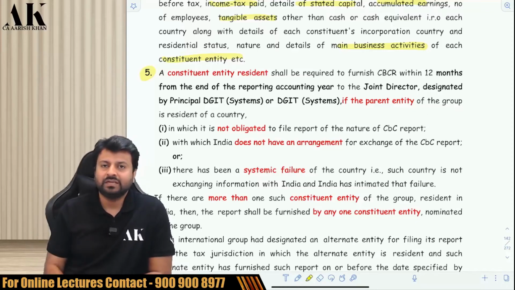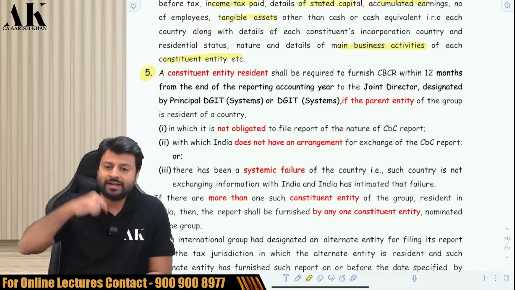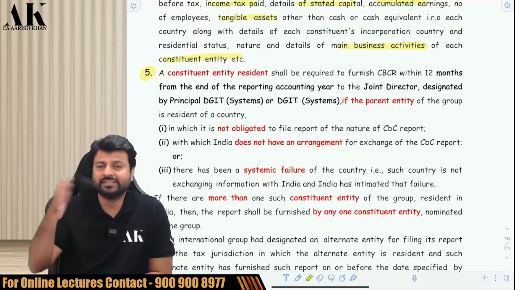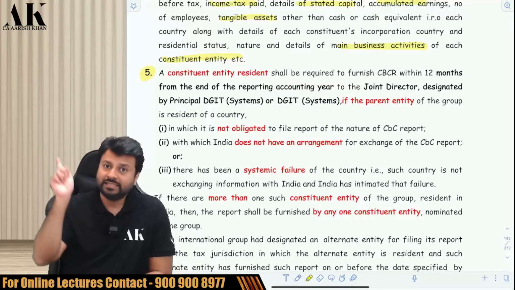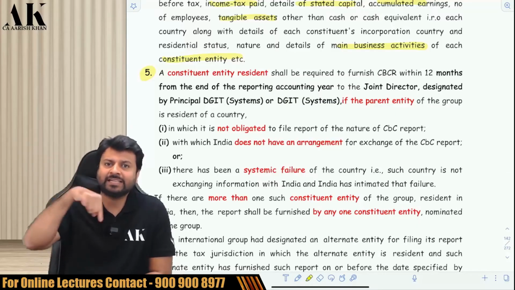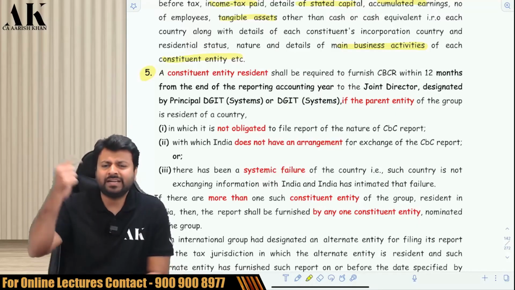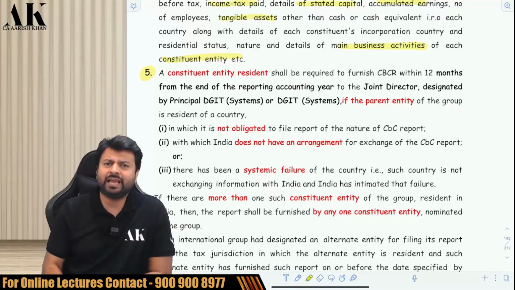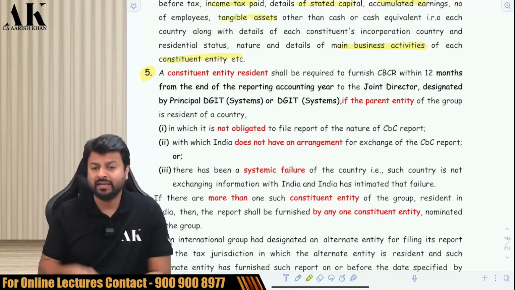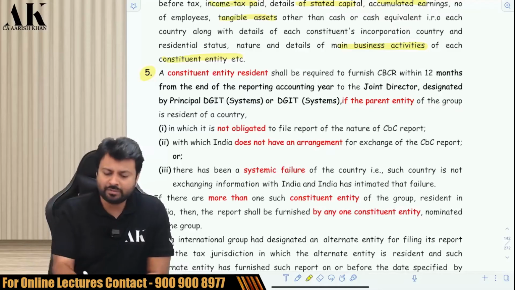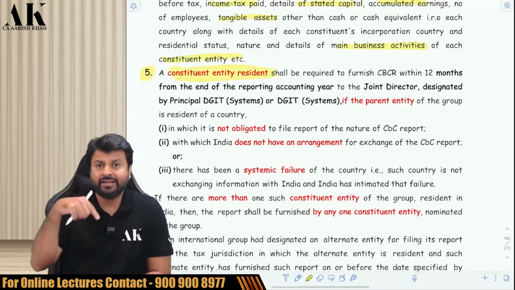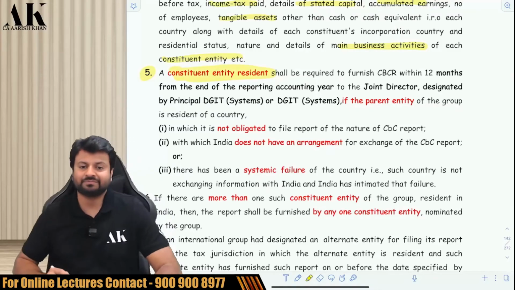Second, in Japan, there is a concept of CBCR, but India does not have an agreement with Japan to exchange the information. Third, in Japan, there is a concept of CBCR and India has an agreement with Japan, but Japan does not share the information with us properly. They have a systemic failure in sharing the information. In all the 3 cases, the Indian government says that the Indian entity, Sony India, will file CBCR. Check it.